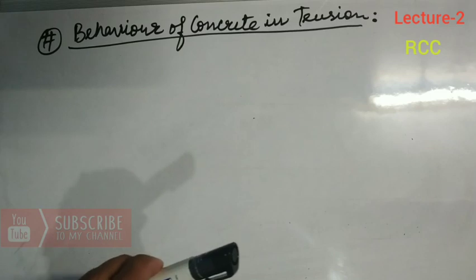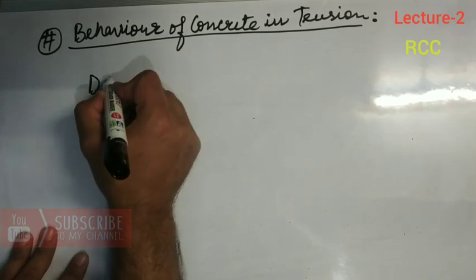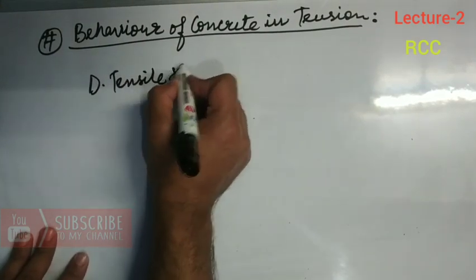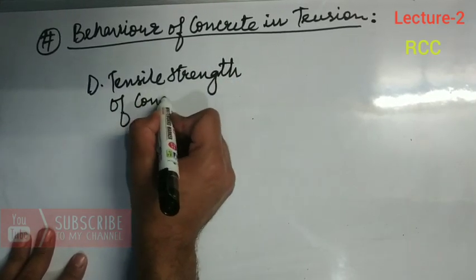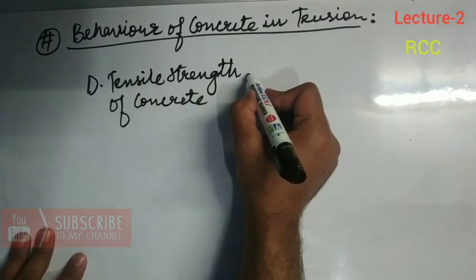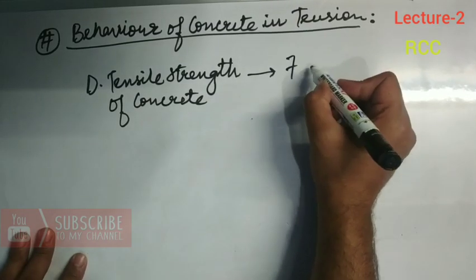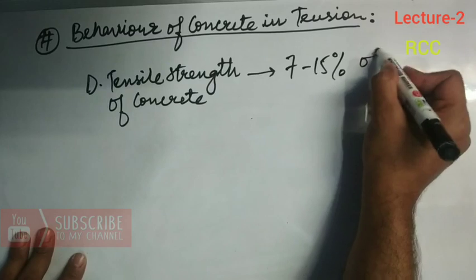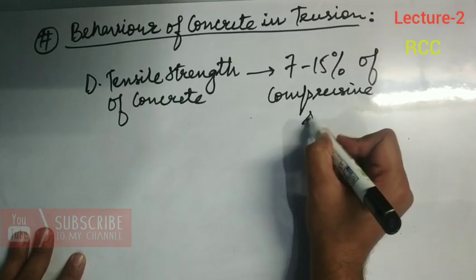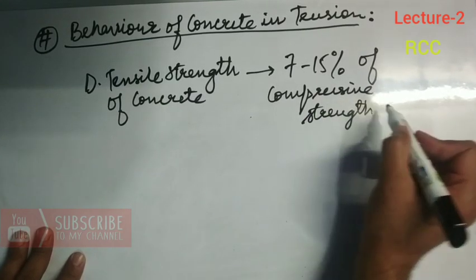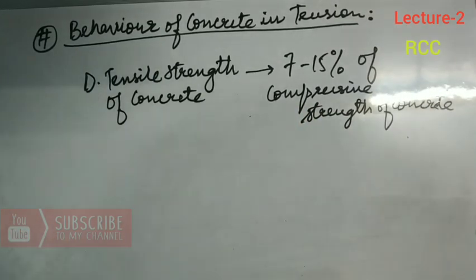So we can say that direct tensile strength of concrete is about 7 to 15% of compressive strength of concrete. This figure should be remembered.